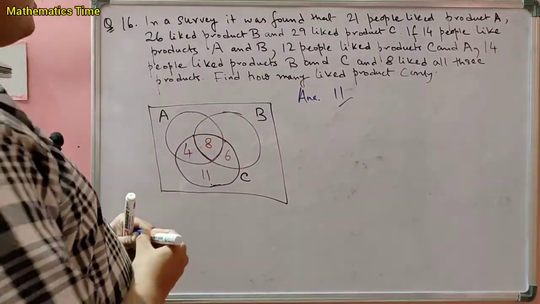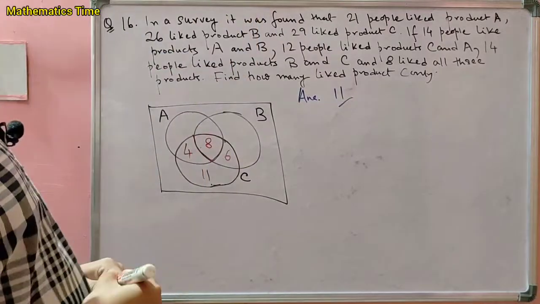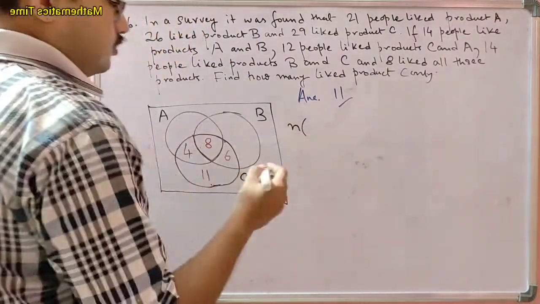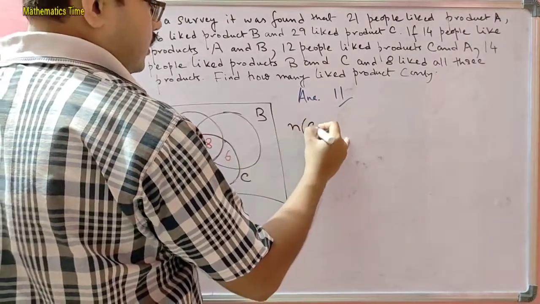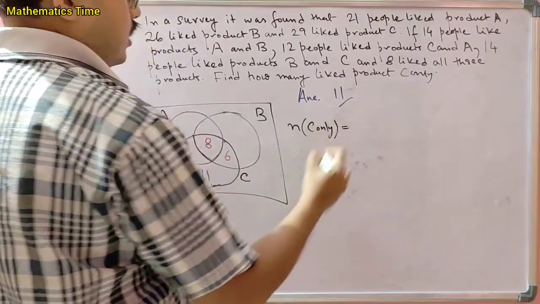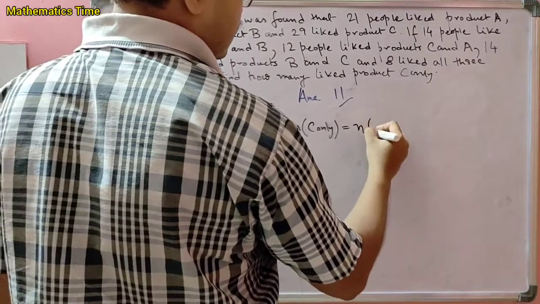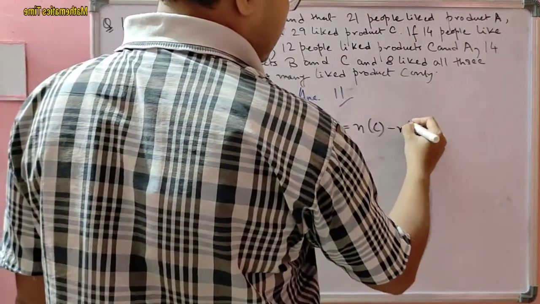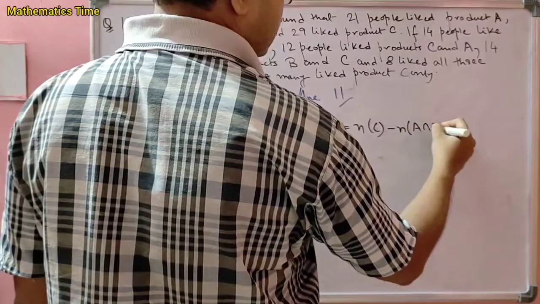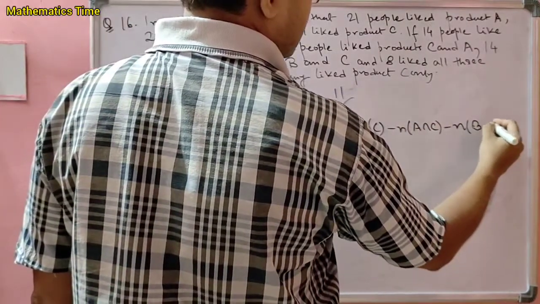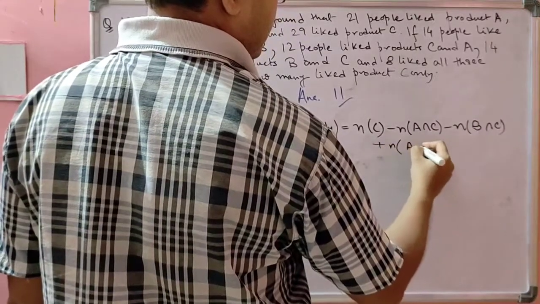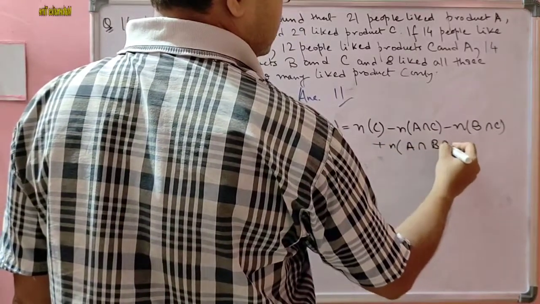Now let us solve this problem using the formula. Like the previous problem, we are writing n of C only. How will we solve that? The formula is n of C, the whole one, minus n of A intersection C, minus n of B intersection C, and plus we have to add the common one, n of A intersection B intersection C.